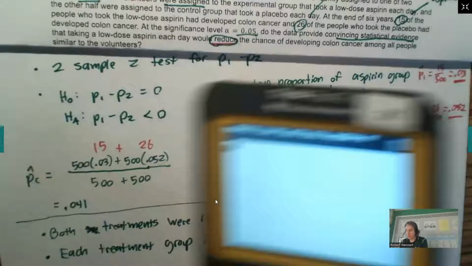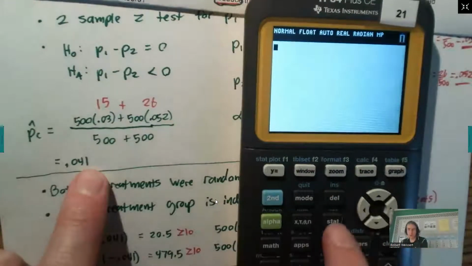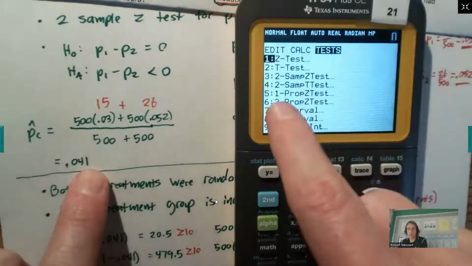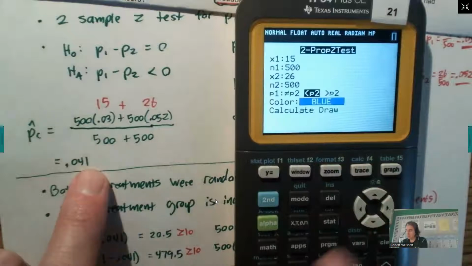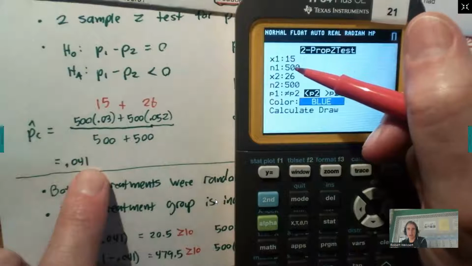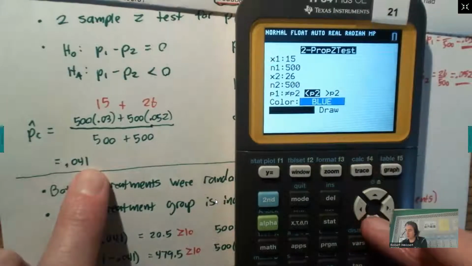So real quick here, before I do the conditions, if you want to run the test, you can get that pooled proportion just to make sure you have that. So this is the stat test, not 5, this is 2-prop. So we're going to go to 6, 2-prop z test. And these are the numbers you'll enter: 15 out of 500, 26 out of 500, and less than. And I'm going to go down to calculate. Don't do draw because the draw won't give you the pooled part.